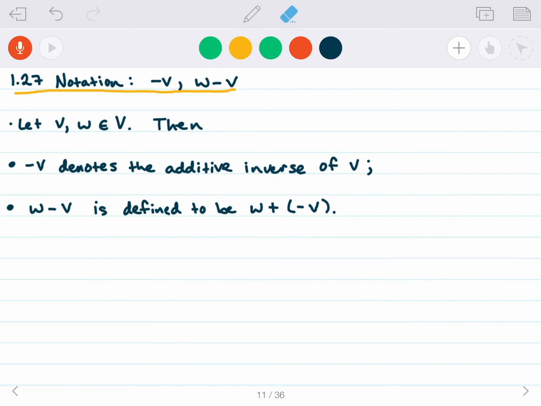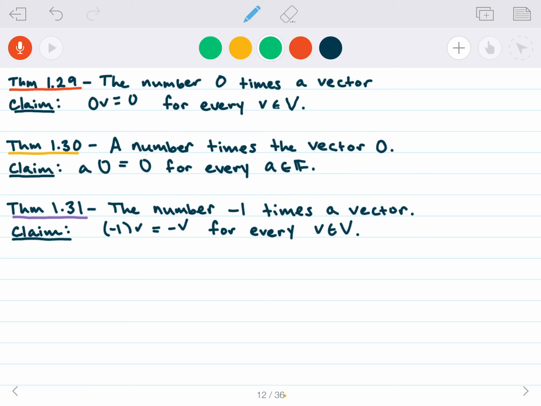So here we have some notation from the book, 1.27. Let V and W be vectors in our vector space, capital V. Then negative V denotes the additive inverse of V, and V minus W is defined to be just what you'd expect it to be, V plus negative W.